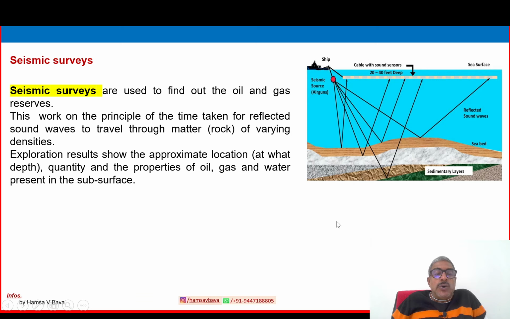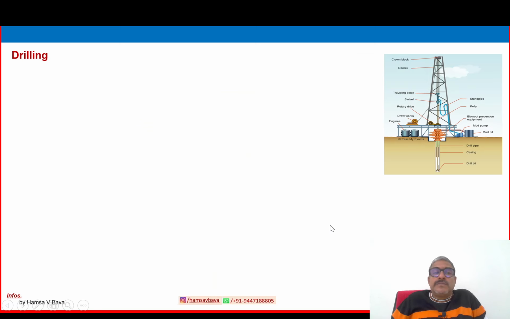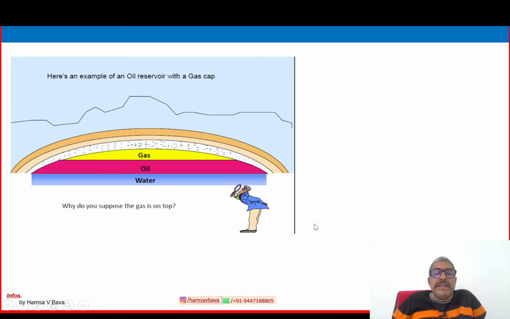Exploration results show the approximate location, depth, quantity, and to some extent the properties of oil, gas, and water present in the subsurface. You can see here another simple representation of oil, gas and water in the subsurface area, or a reservoir. Here is an example of an oil reservoir with a gas cap.